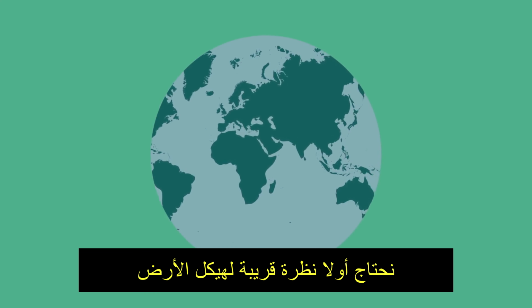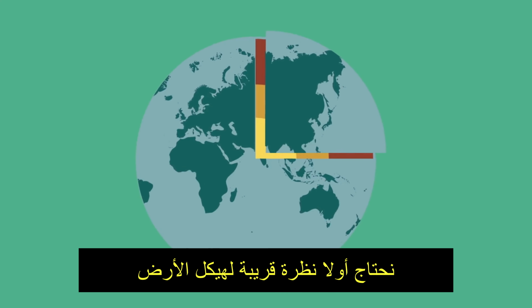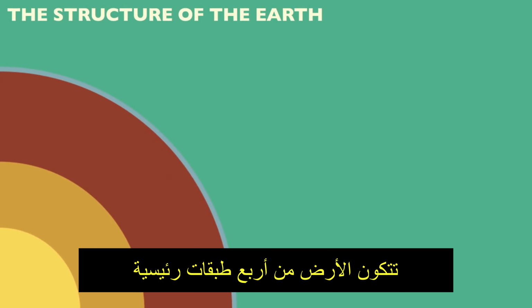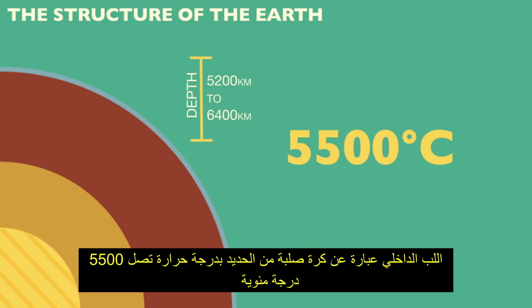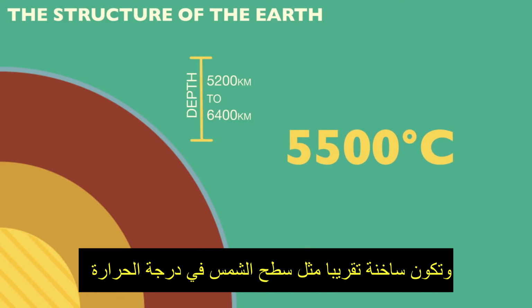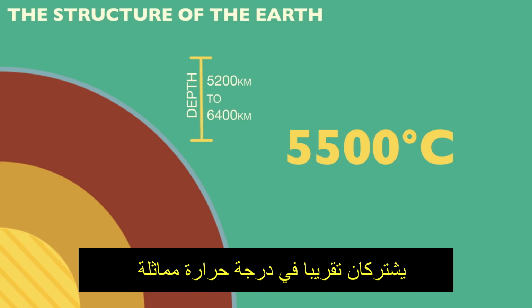To understand how mountains are formed, we first need to take a closer look at the structure of the Earth. The Earth comprises 4 main layers. The inner core is a solid ball of iron, with a temperature of 5,500 degrees Celsius. It is almost as hot as the surface of the Sun.